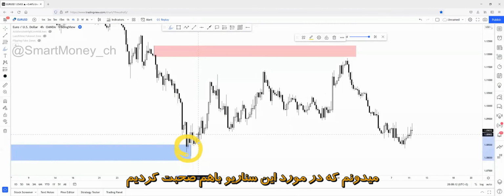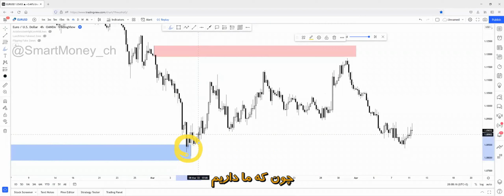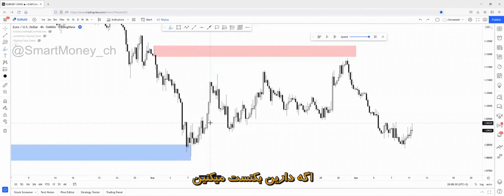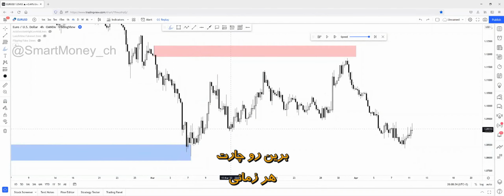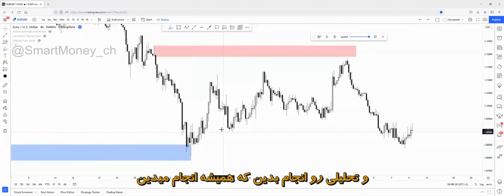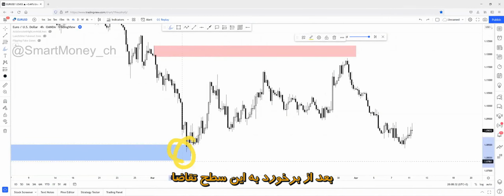I know we've talked about this scenario maybe 100 times, but we still have to talk about this because we are doing the backtesting session. So if you're doing the backtesting session or just doing your markups, just go through the chart every single time, every single day, and do the same analysis as you always do. So price has changed character here to the upside after tapping into this demand zone.